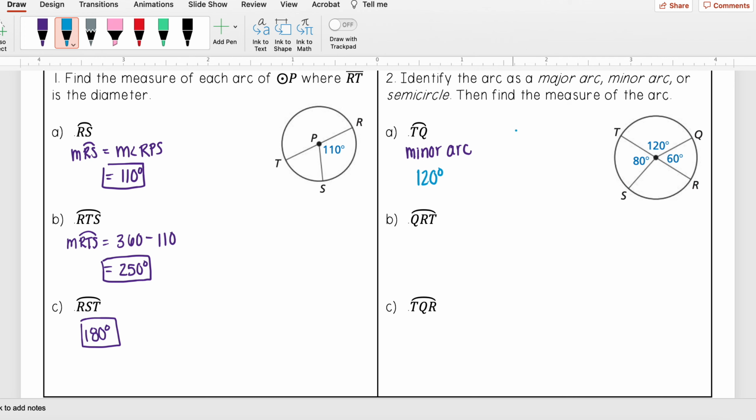Okay, next one, I want to look at QRT. I know that the measure of QRT is going to be 360 minus its central angle. And if I'm looking at it, that central angle is going to be that 120 degrees. So when I do 360 minus 120, I get 240 degrees. And this one is a major arc.